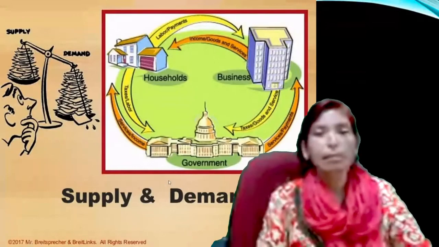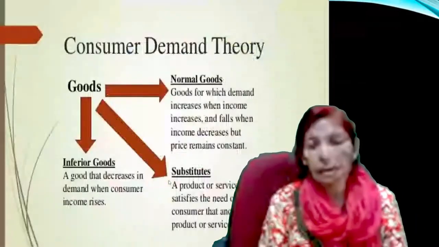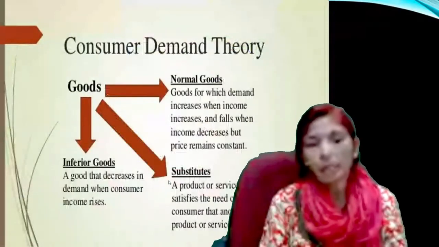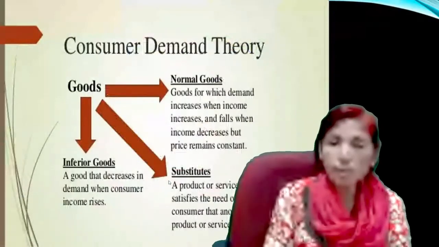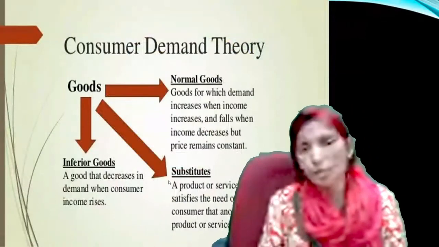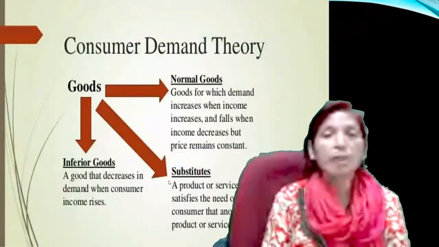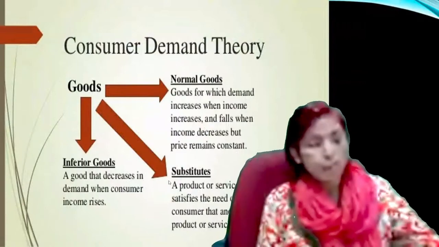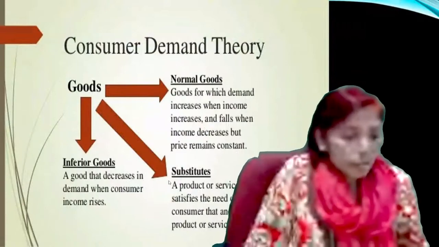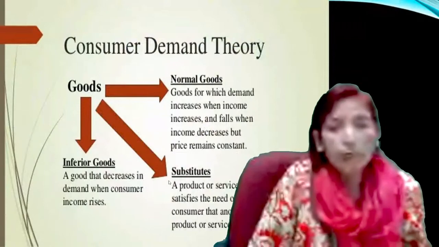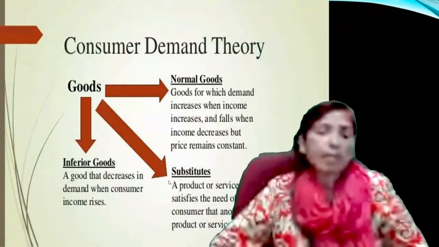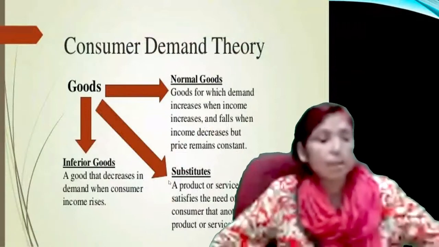Now next is consumers demand theory. Consumers mainly demand goods, and goods may be inferior goods, substitutable goods, or normal goods. There are different types of goods. One is inferior goods, next is normal goods, and next is substitute goods.